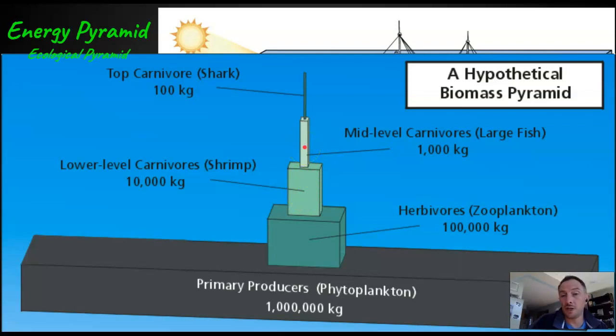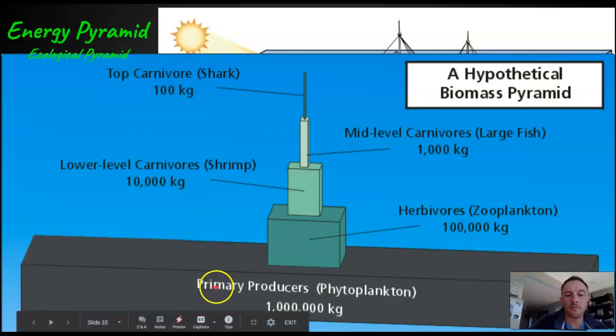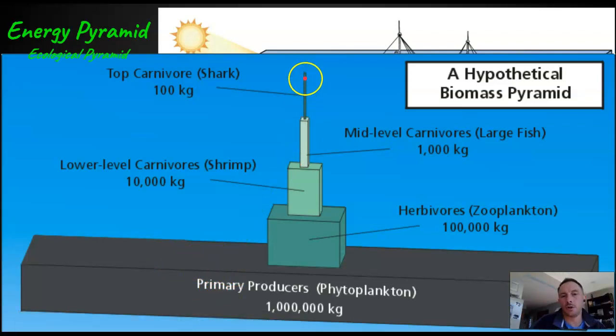And then larger fish, your mid-level carnivorous fish, and these would be things like salmon or tuna or even rockfish. And then things that eat those fish that prey on them, sharks. This is how much you would see in biomass. And by biomass, I mean actual weight of sharks in the ocean. So it takes this much plankton to support this much shark. So sharks are a lot less numerous.